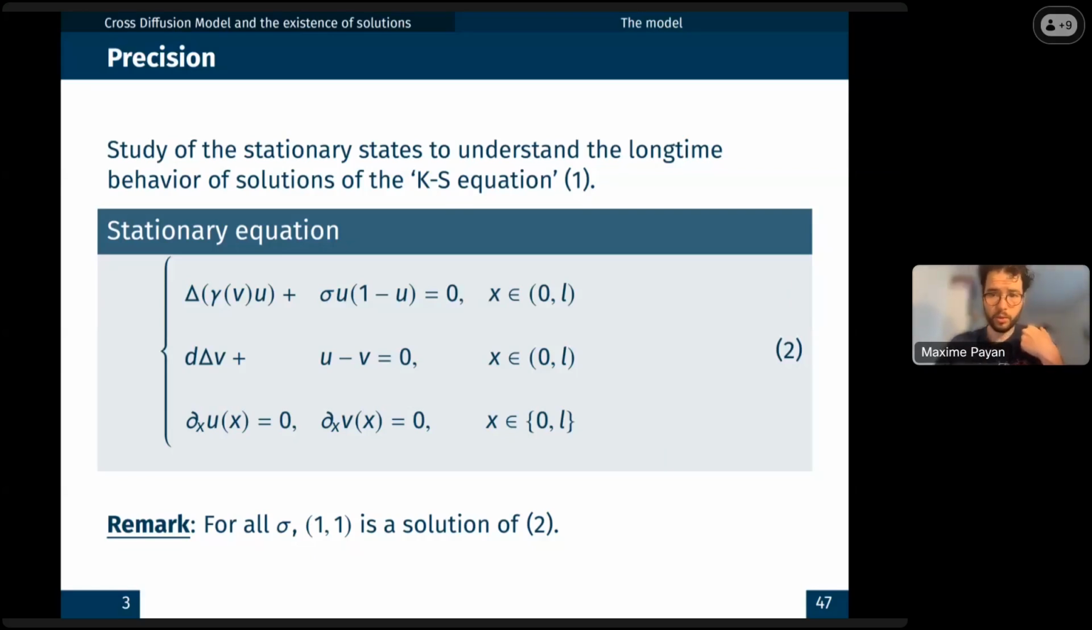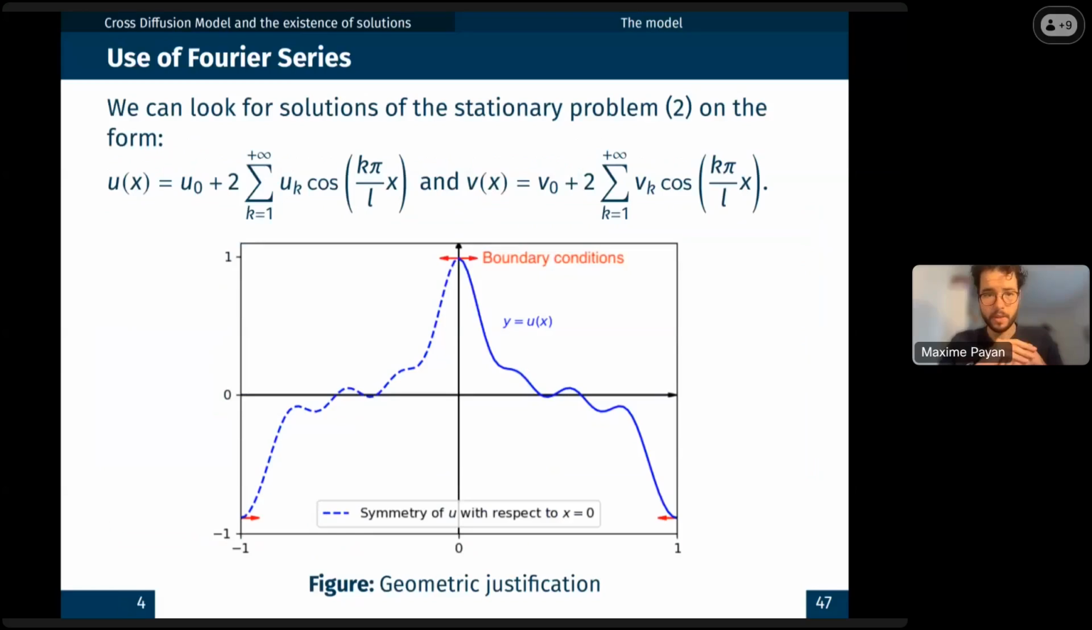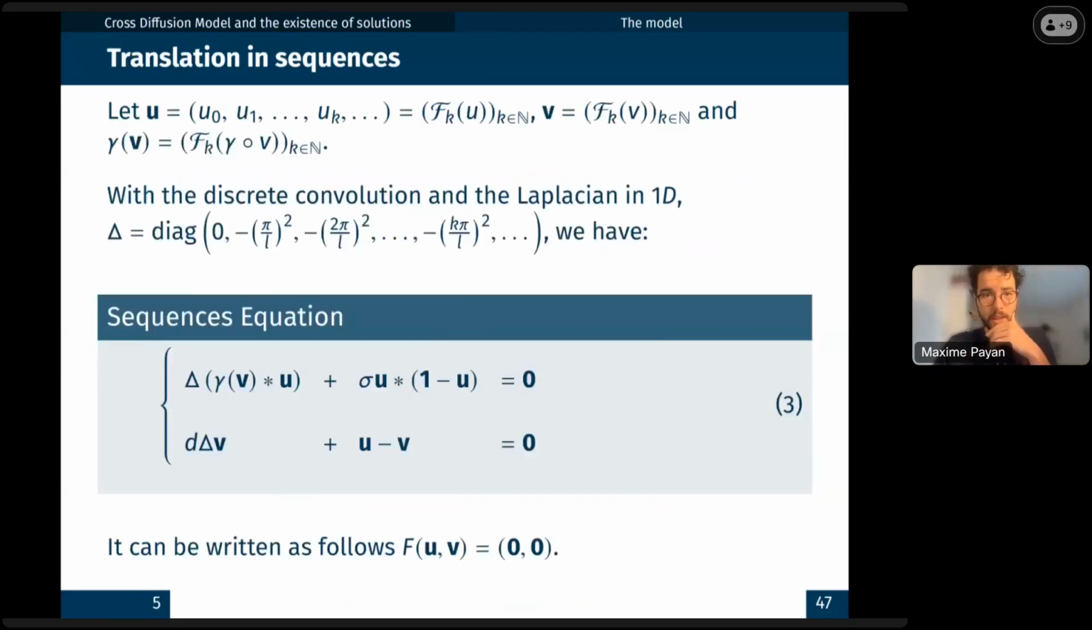There is a big tool we can use: the Fourier series. Because we have symmetry with the Neumann boundary conditions, we can look for solutions that are just sums of cosines, because of the geometric justification just here. And then we will denote the Fourier sequences, just the coefficients of this series, with the bold notation.